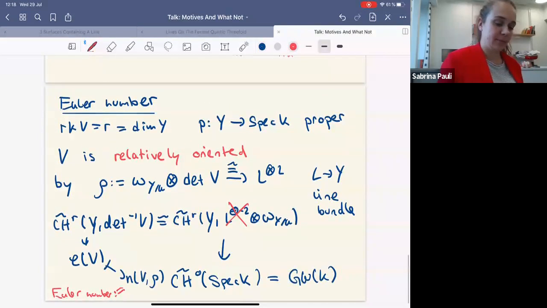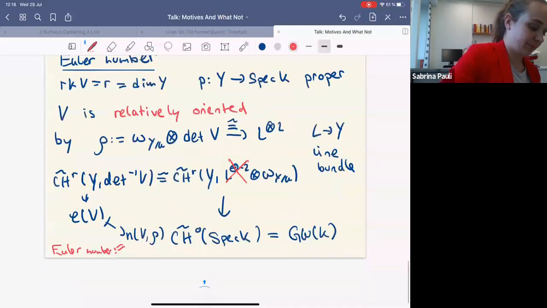Sabrina? Yes. I'll ask a question. So in general, rho, this isomorphism, may not exist, right? Yeah, it may not exist. Thank you, I should have pointed this out. Good comment. We will also see an example later where this does not necessarily exist.